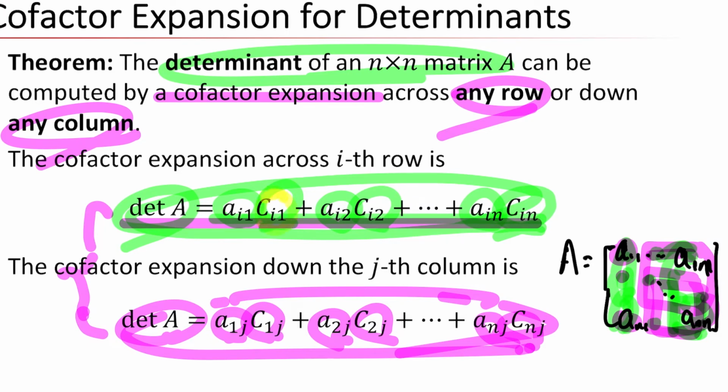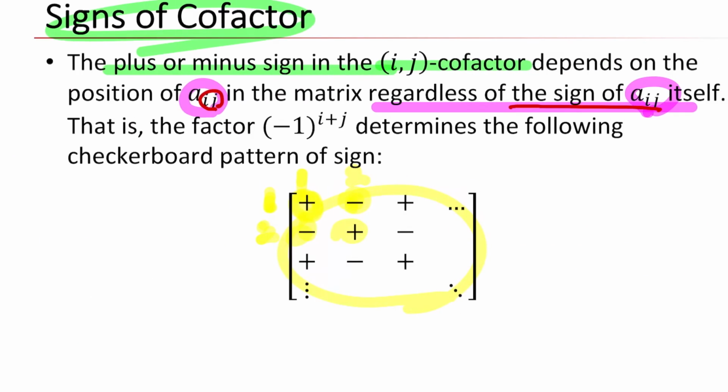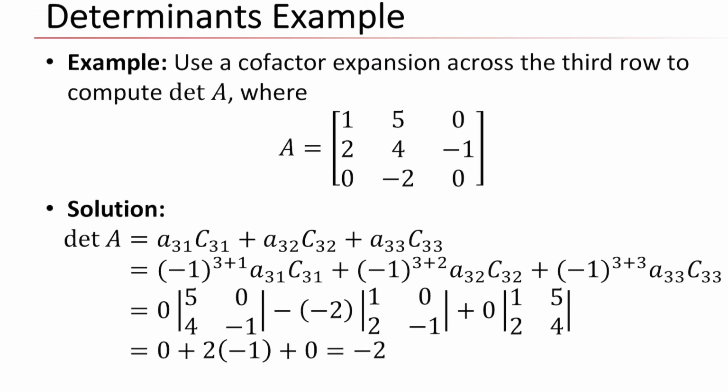So the sign of this cofactor is determined by the position of the entry, i1, i2, or ij. Okay, so this is the sign of the cofactor. So let's think about why this one is useful.